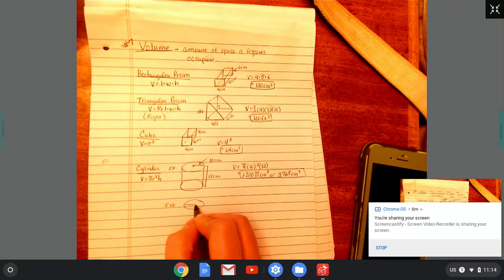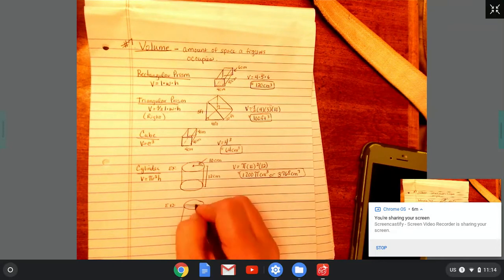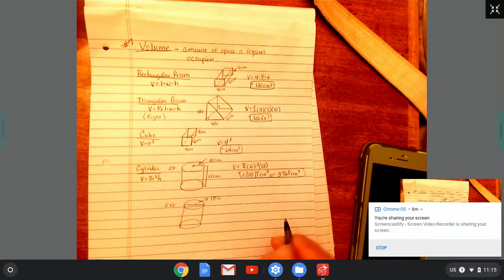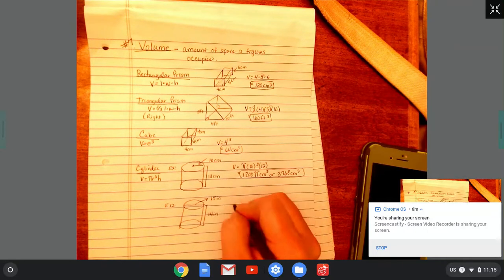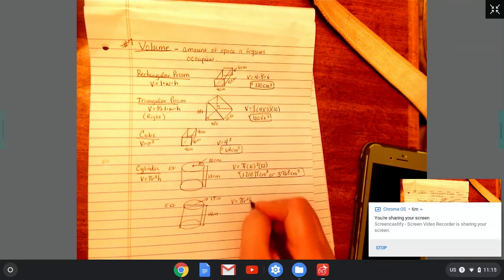Okay, I'm going to do one more example of the cylinder, just in case they do give you the diameter. So if this goes all the way across and it's 15 inches, and then the height here, remember these are not drawn to scale, 14 inches. Volume equals area of the base, pi r squared, times the height.